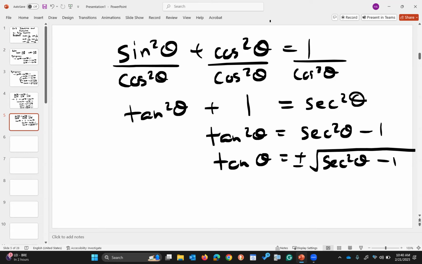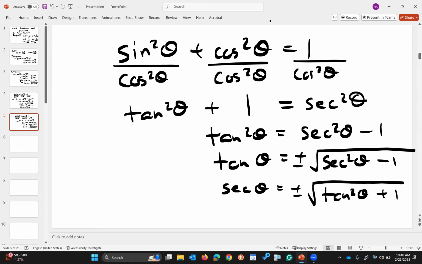Oh, hold on. If you go back to the original one that we just made, can I just take a square root of this guy? So it's going to be the square root of this guy kind of flipped over. So this would be secant theta is equal to plus or minus the square root of tangent squared theta plus 1. Okay, I think okay. All right, I'm missing one more here. I don't know which one it is. What is the one that I'm missing?